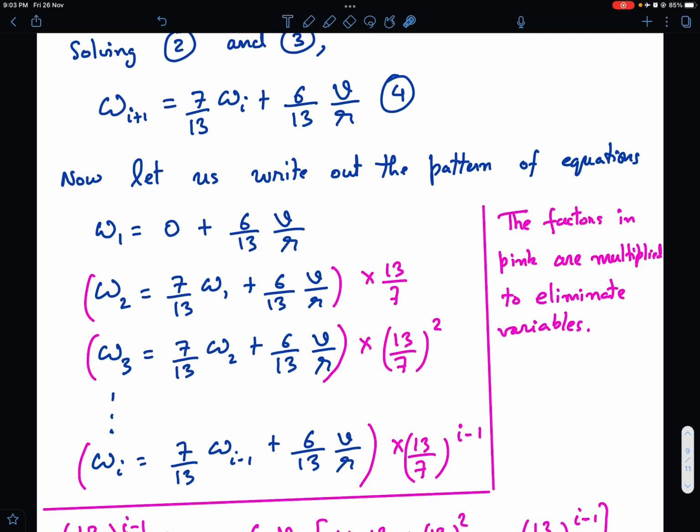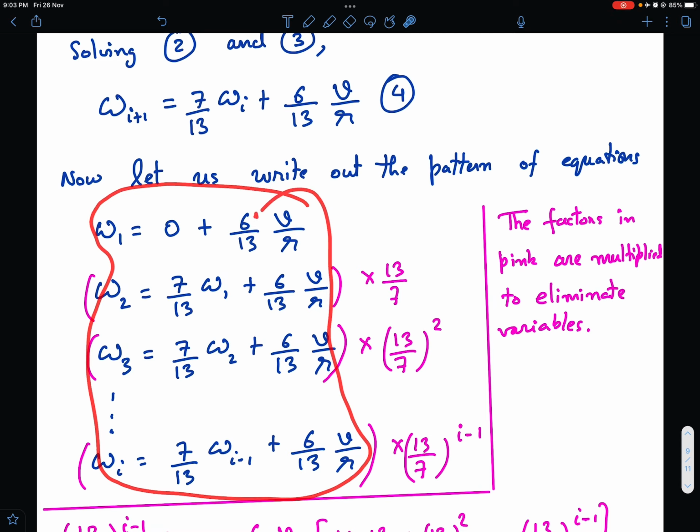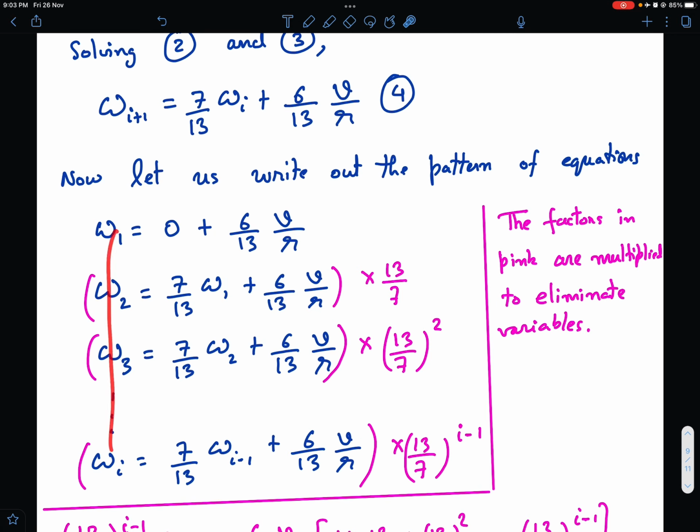Now I need to multiply these equations by suitable factors so as to eliminate the intermediate omegas, so that I can straight away solve for omega final. So what I can do, see here you are getting omega 1, and if you want to get rid of omega 1, here also you should get omega 1. So what you can do, you can multiply the second equation by 13 by 7.